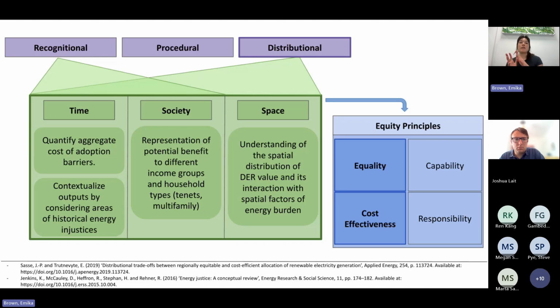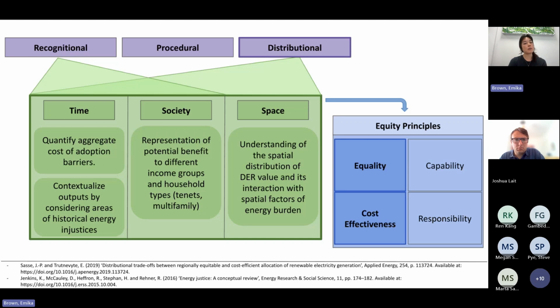And then this has been broken down further by Sovacool and Dworkin into time, society, and space pillars, specifically the distributional tenet of energy justice. And since I'm doing this spatial analysis, I think I'm most aligned with the distributional tenet.